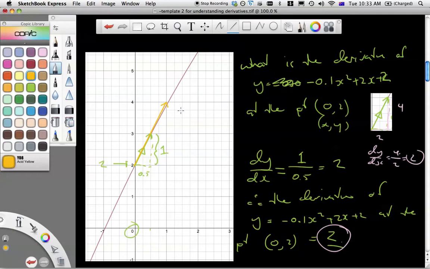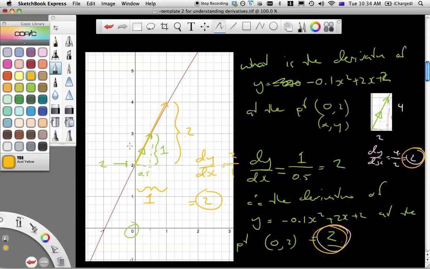That's how long our spaceship is. Then this length here is just 2, 4 minus 2, and this length here is just 1. So we've got dy on dx. The front of the spaceship is 2 ahead, the back of the spaceship is 1 behind, 2 over 1 equals 2. There's that 2 again.